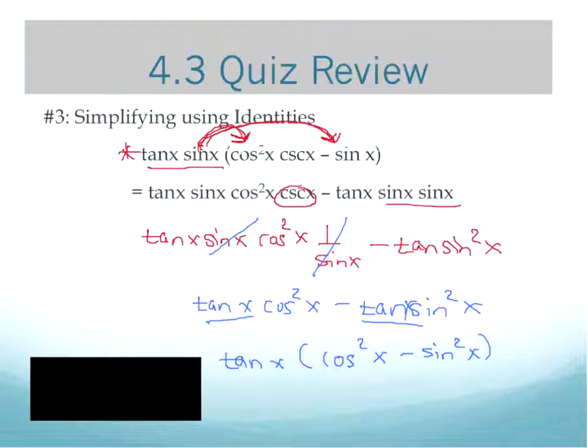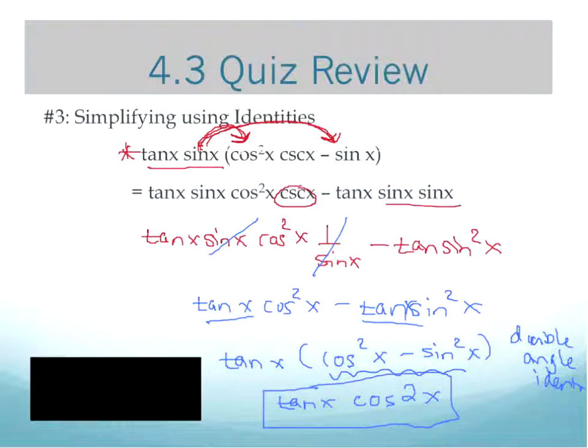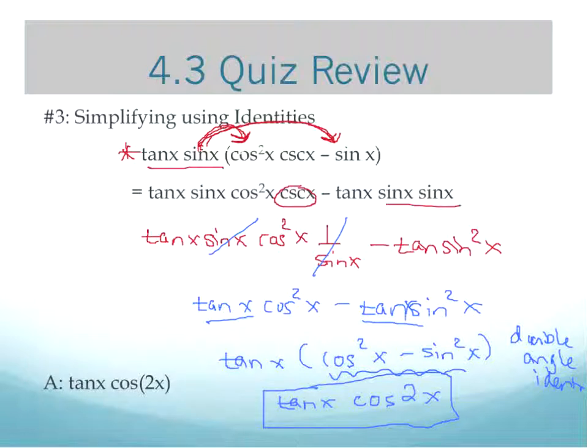And I'm looking at my section that's called the double angle formula or double angle identity. And this is one of those double angle identities. Cosine squared x minus sine squared x is the same as cosine 2x. And again, this was our double angle identity. And that's as simplified as it goes. That would be one of your answer choices on a quiz or a test.